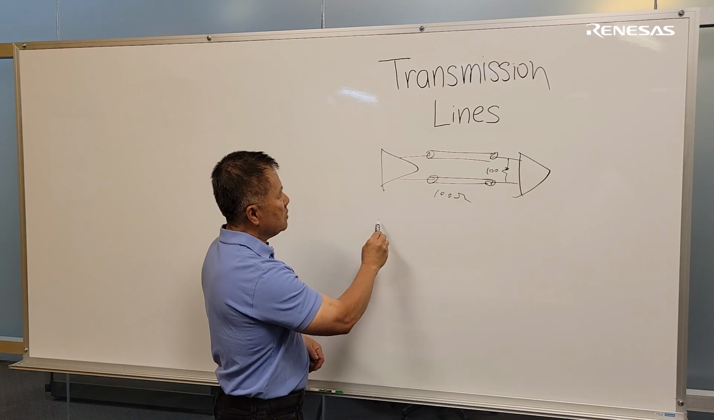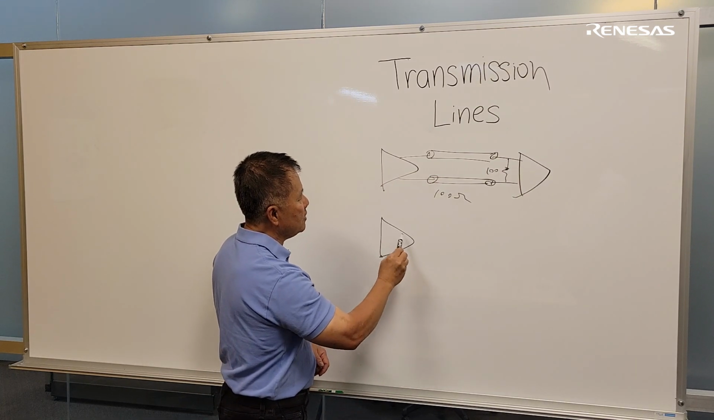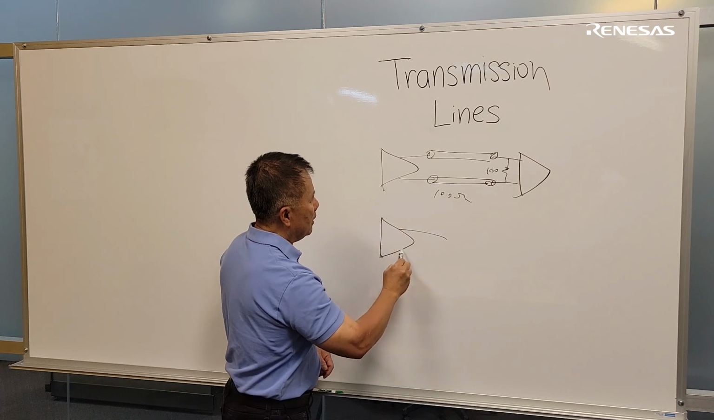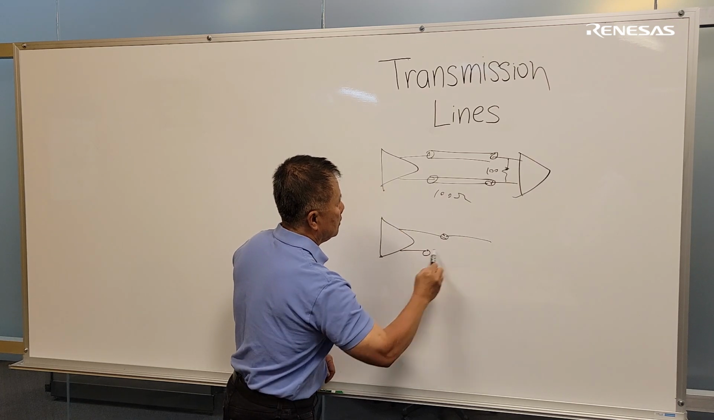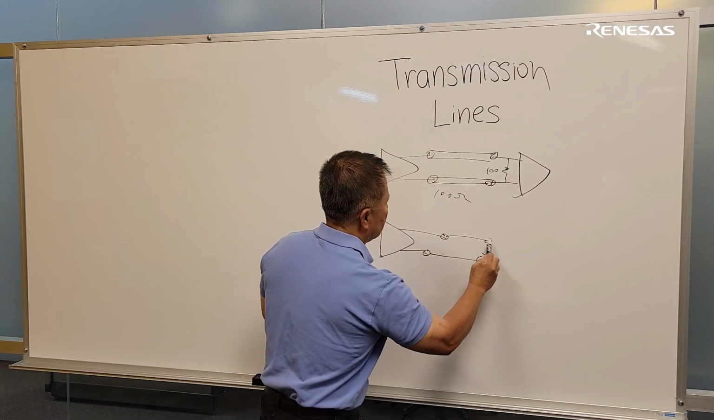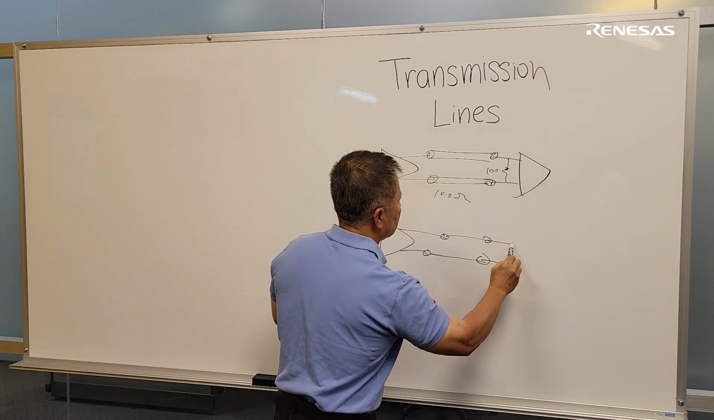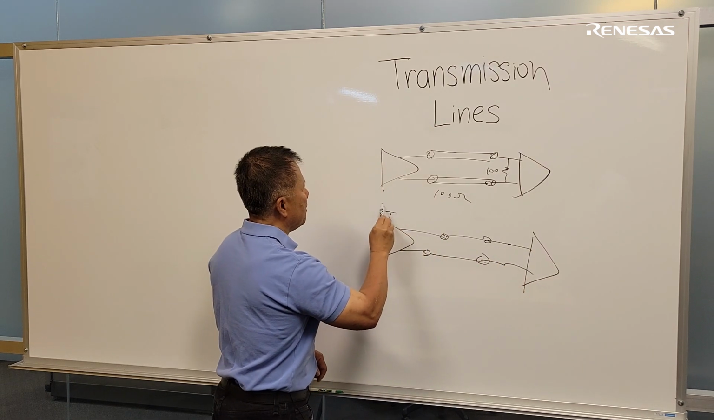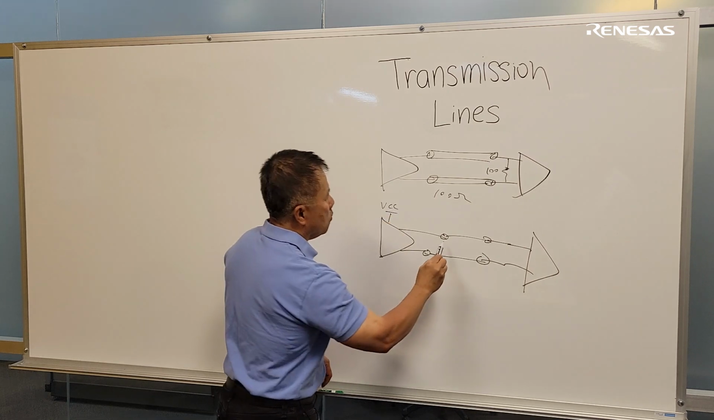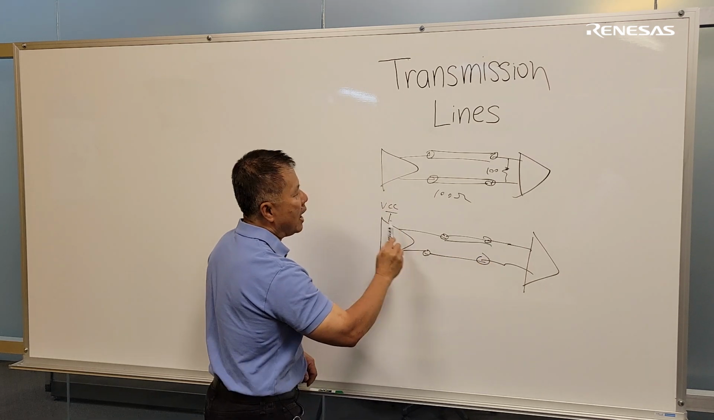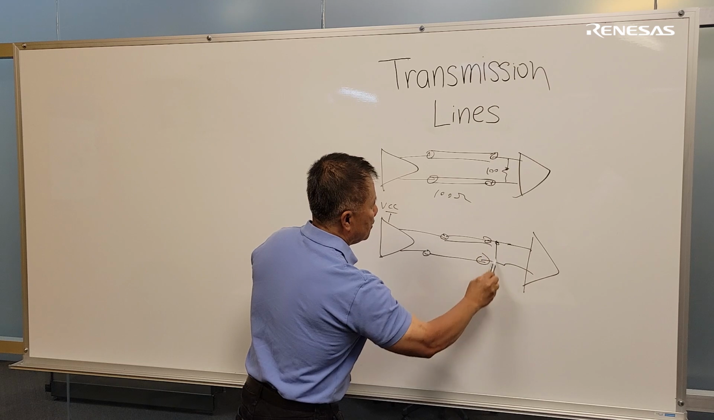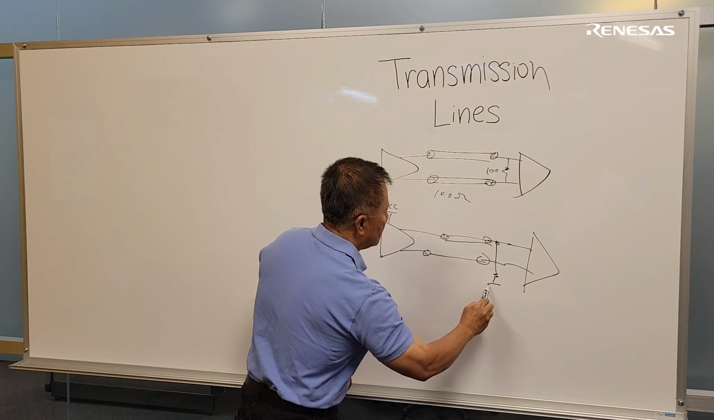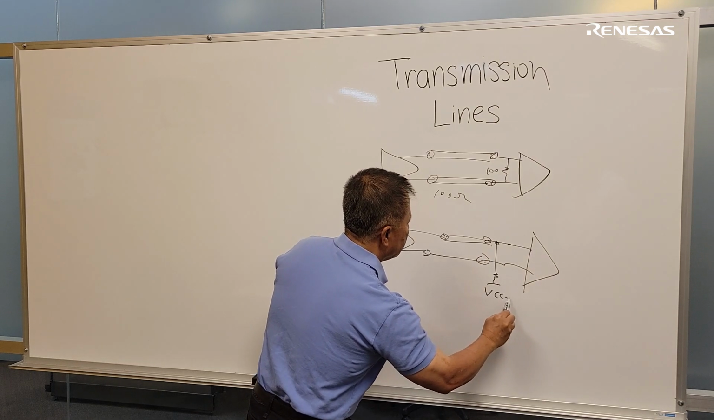Another example is for LVPECL driver, going through transmission line. Near the receiver, power supply VCC. So we need to have termination 50 ohm to VCC minus 2 volt.